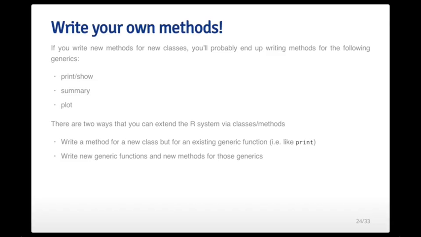And so there are two basic ways that you can extend R with the classes and method system. You can create a new class and then write a method for an existing generic function like print or plot. Or you can write new generic functions and new methods for those generics for your new class.